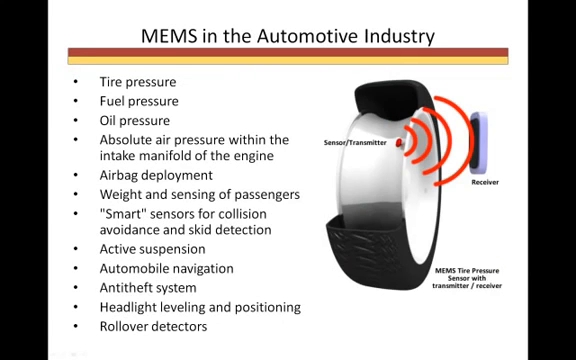One of the industries that has embraced MEMS early on was the automotive industry. Each automobile manufactured today has over 100 MEMS components. MEMS are used to measure tire and fuel pressure, the weight and sensing of passengers. For instance, today's cars can now sense if there is a passenger in the front seat and an estimation of the passenger's size. Cars also have MEMS sensors for automobile navigation, headlight leveling and positioning, and rollover detection, just to name a few.